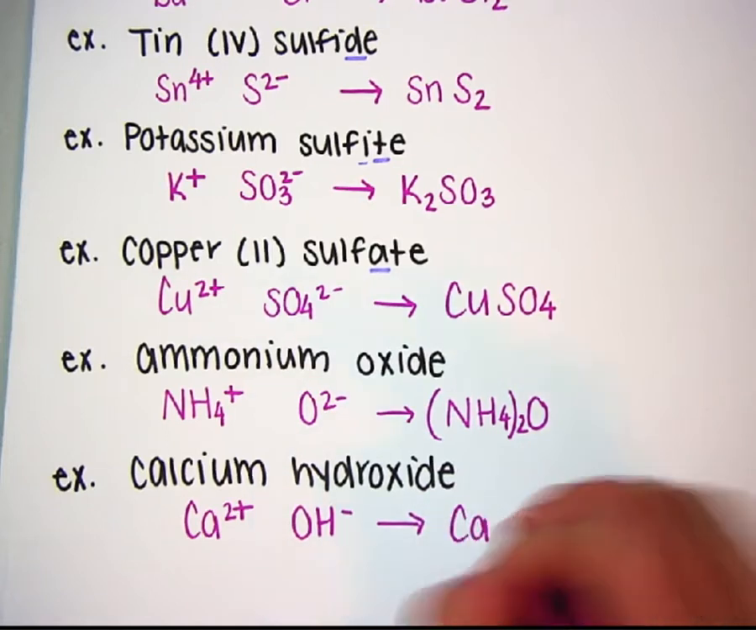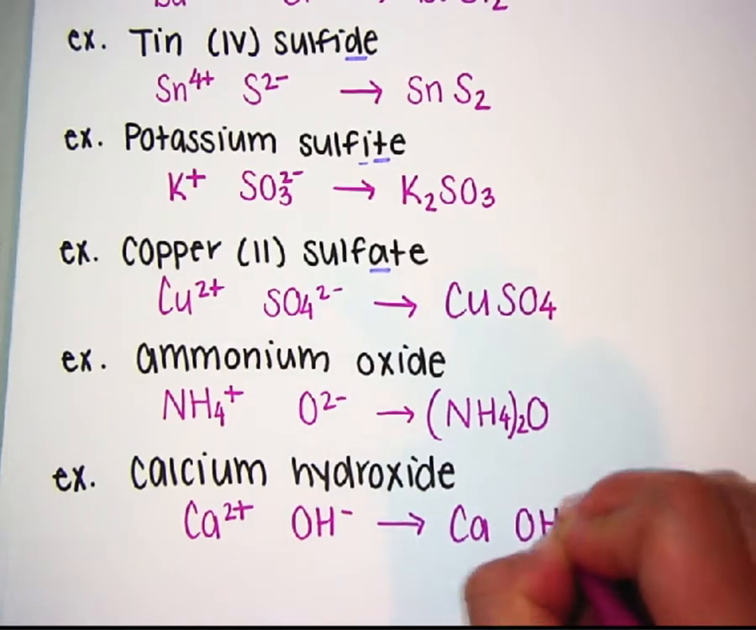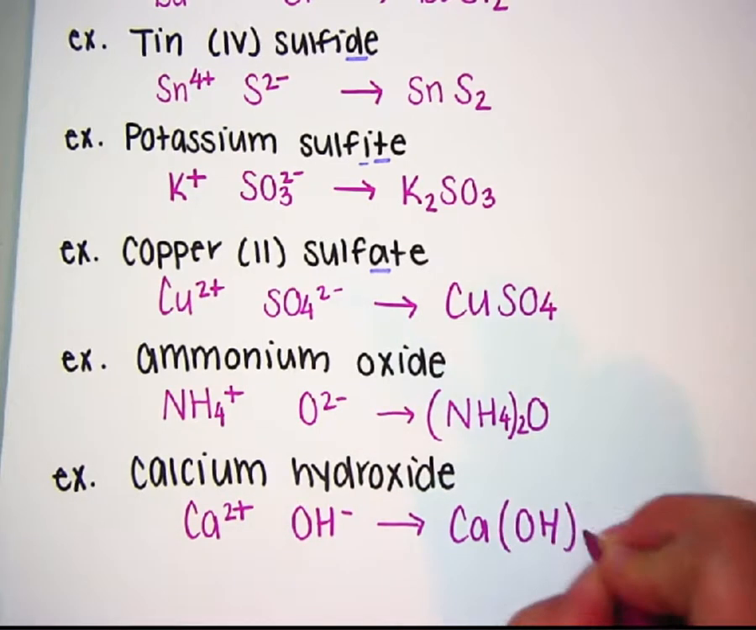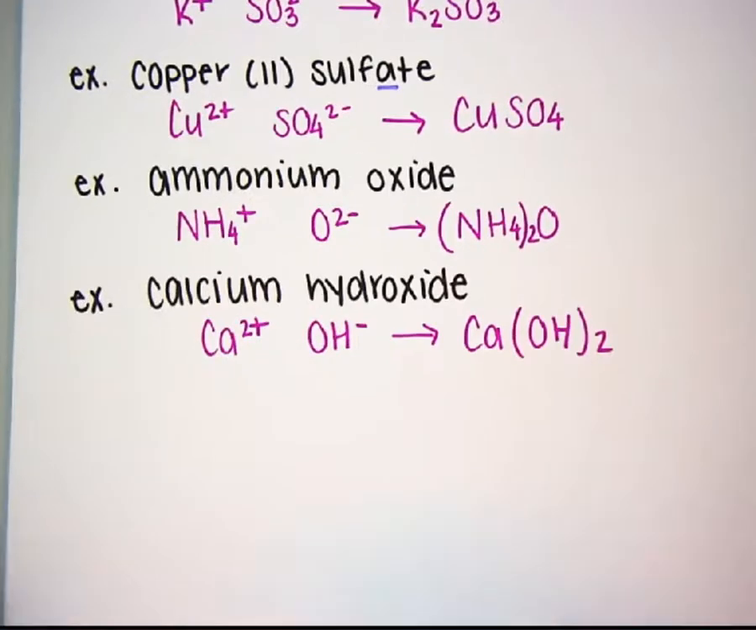Cation comes first, anion comes second. Calcium is +2, so to make a neutral compound I need -2. Hydroxide is only -1, therefore I need 2 of them. Anytime I need more than one polyatomic ion, I'm going to put it in parentheses.